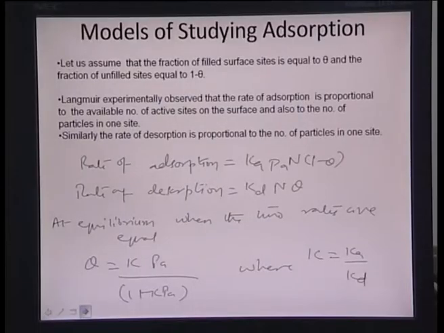So you assume that the total number of sites is n, and the fraction of those sites that are filled is theta, which means theta n are the number of filled sites, and 1 minus theta times n are the number of unfilled sites. Langmuir tried to experimentally observe how the rate of adsorption would behave if theta is increased.